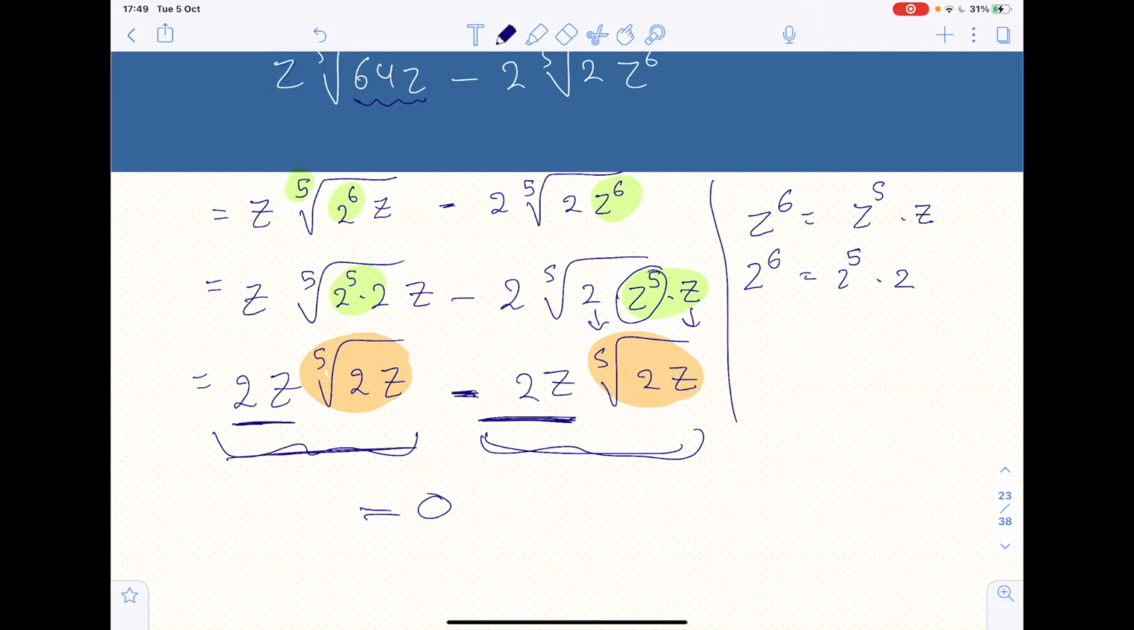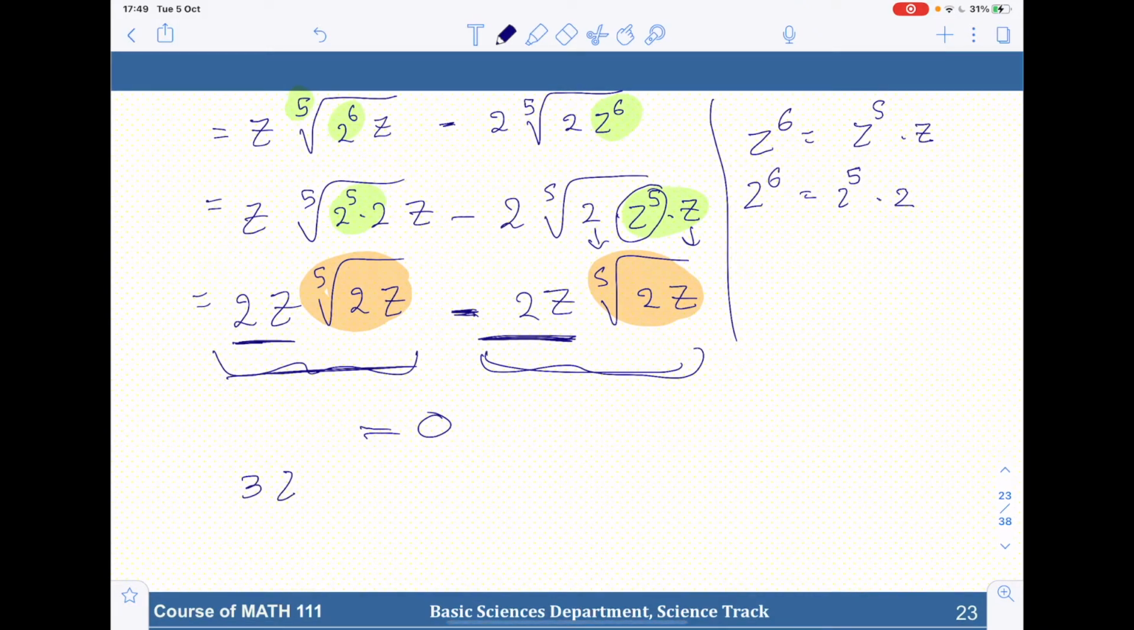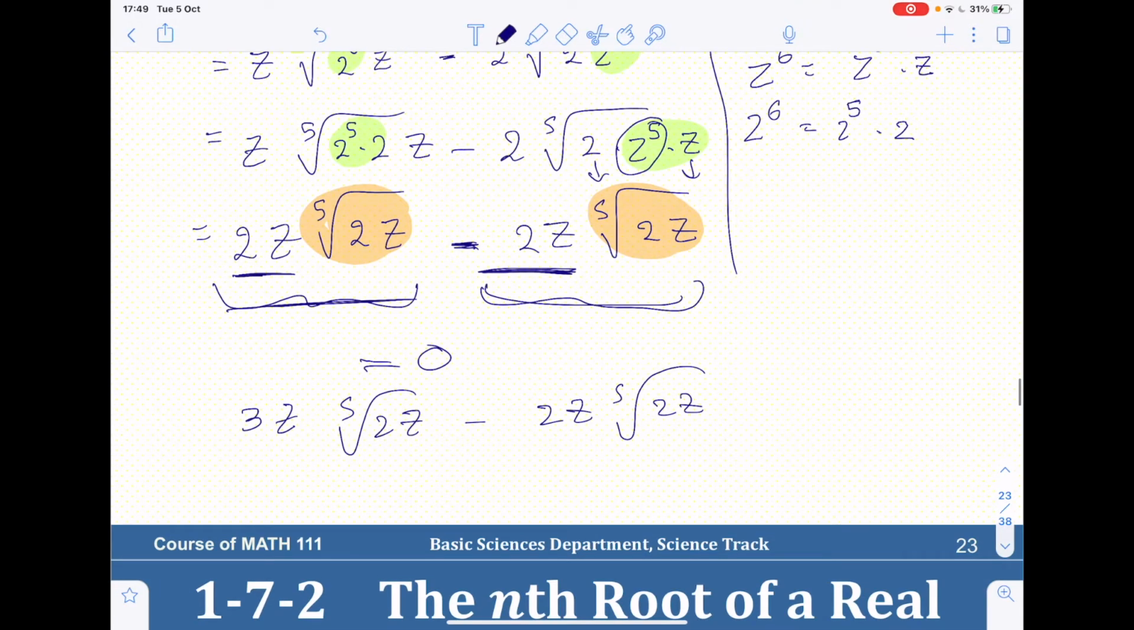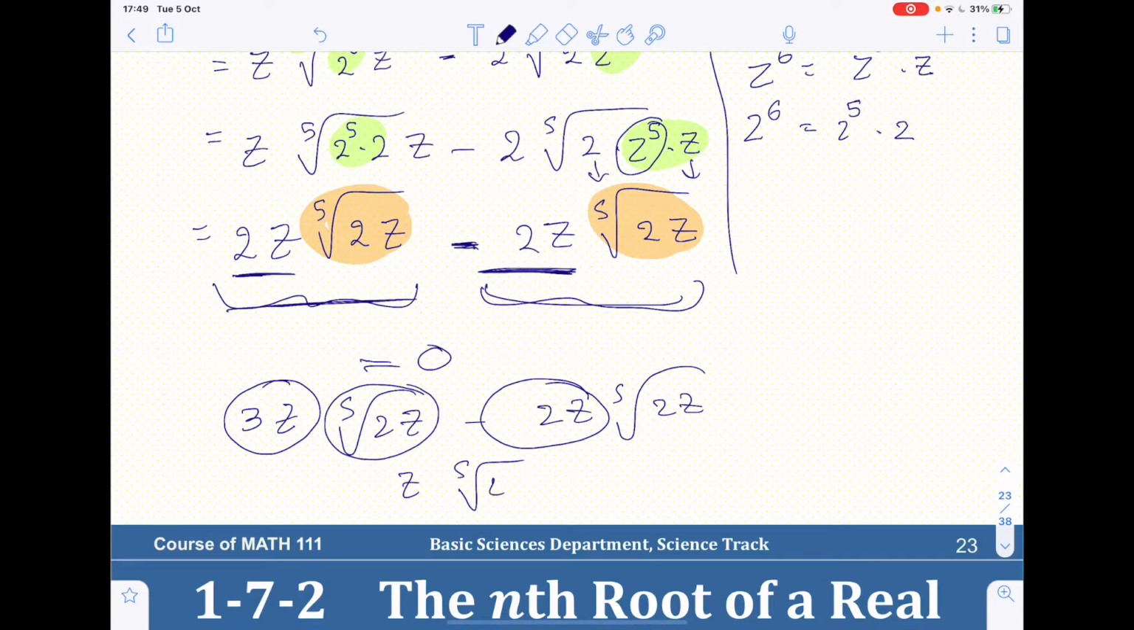If I have, for example, 3z, the fifth radical of 2z minus 2z, the fifth radical of 2z, I would just subtract those together, which is z, then I will put the radical as it is, the fifth root of 2z. So this would be the answer.